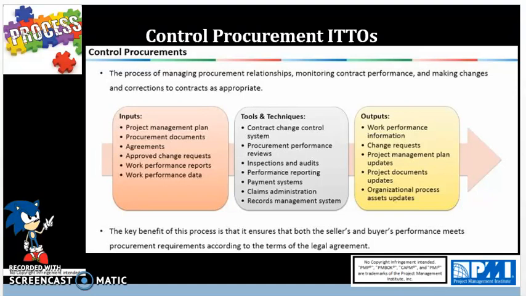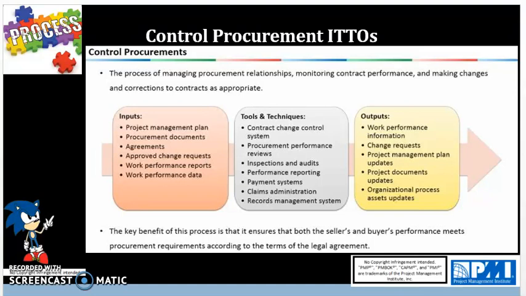Next, we'll be going over the tools and techniques. So this is a long list, but each tool has its meaning and purpose. The contract change control system is basically defining the process by which procurement can be modified using a tracking system, which includes a dispute resolution process, approval levels of authority for change, and is part of the integrated change control system.